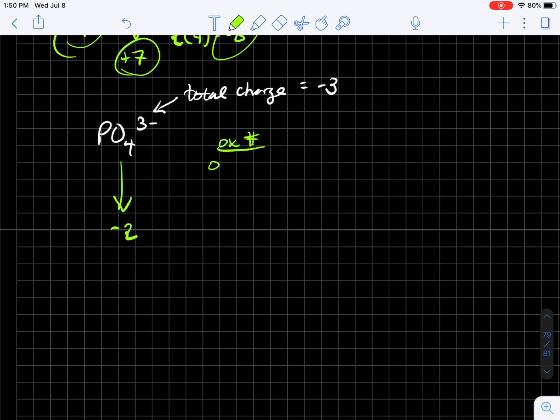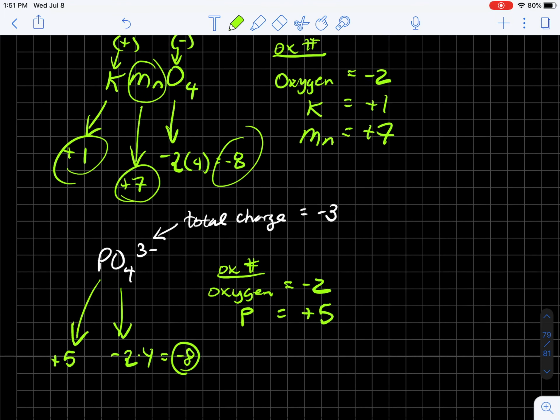So everything has to add up to be -3 in this ion. So again, we take a look at oxygen, group 16, -2 charge, so we can write oxidation number. Oxygen equals -2. Now there's 4 oxygens, so that's going to add up to a total of -8. So what does phosphorus have to be so that everything comes out to be -3? Phosphorus can only be +5. +5 plus -8 gives me -3. So phosphorus has an oxidation state of +5.